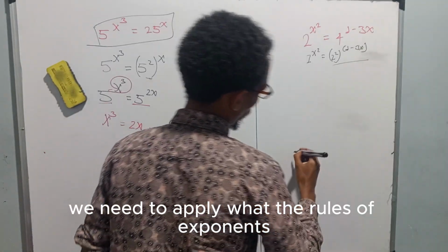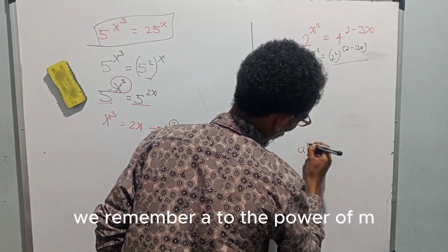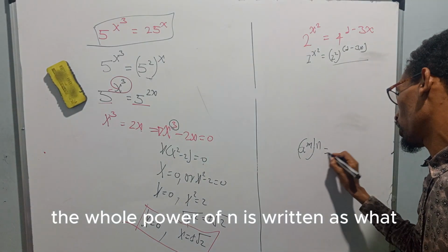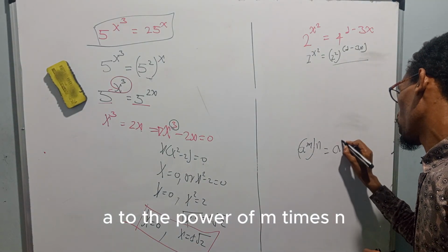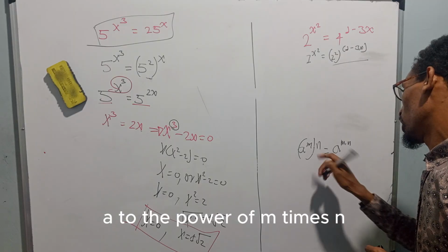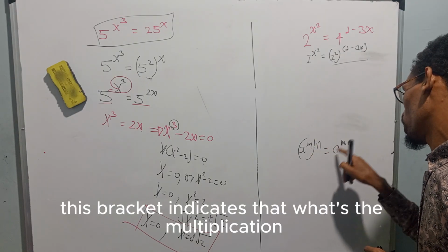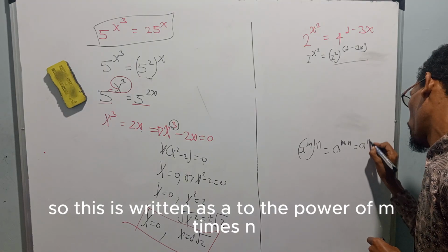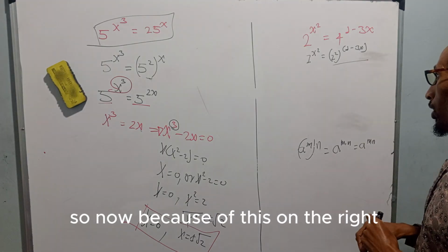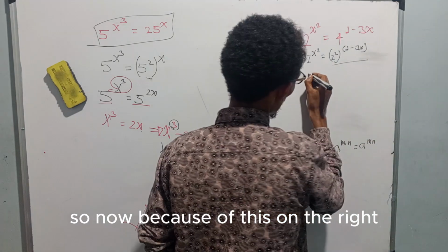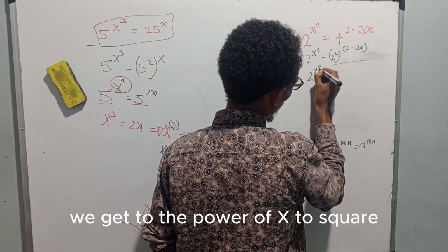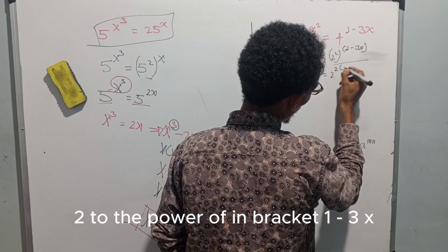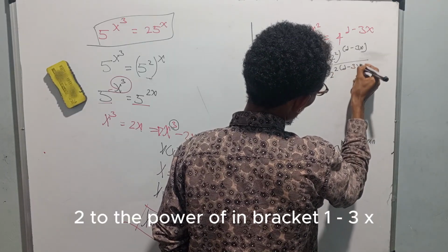Yes, this is also where we need to apply the rules of exponents. We remember a to the power of m, the whole power of n, is written as a to the power of m times n. This bracket indicates multiplication. So now, on the right we get 2 to the power of, in brackets, 1 minus 3x.